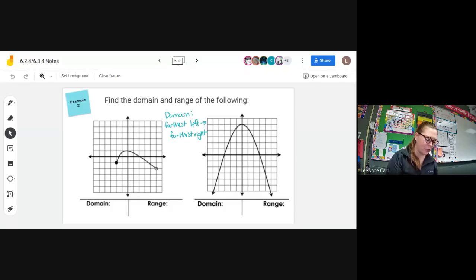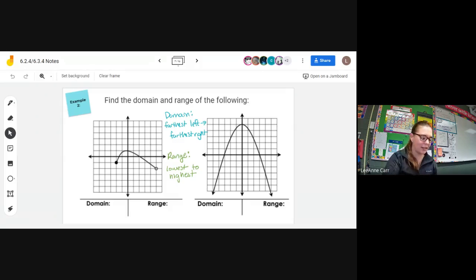Then for our range, we know that ranges are y values. So if I think about my y-axis, this describes how much we're moving up and down. So we're going to go from our lowest to our highest point. And we're going to list those.